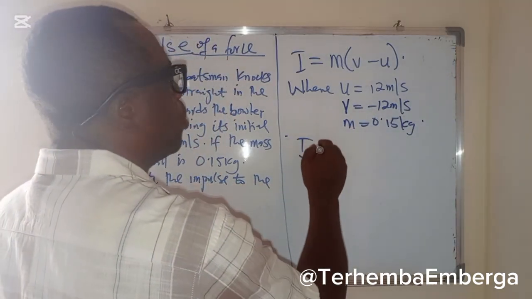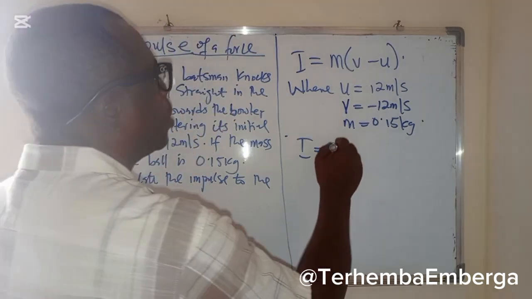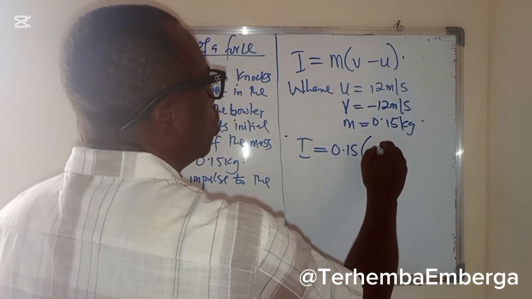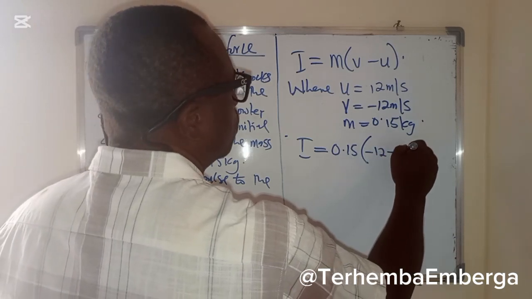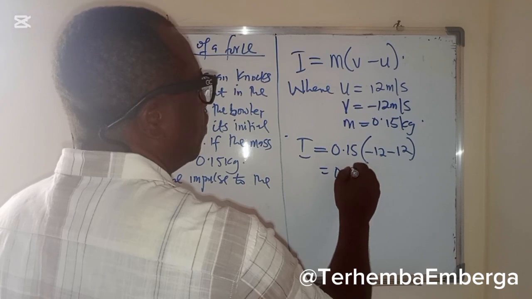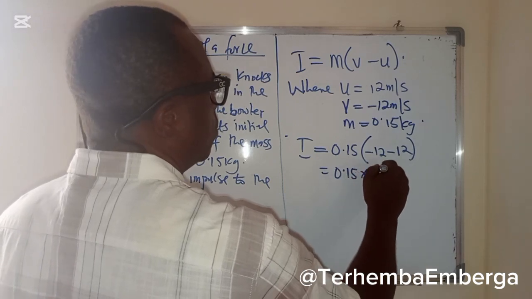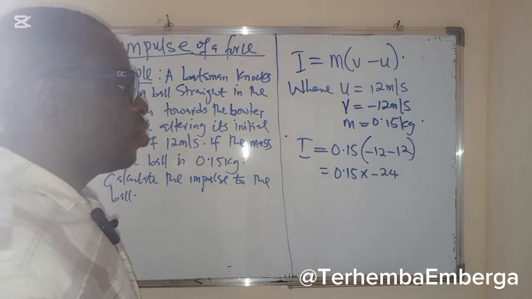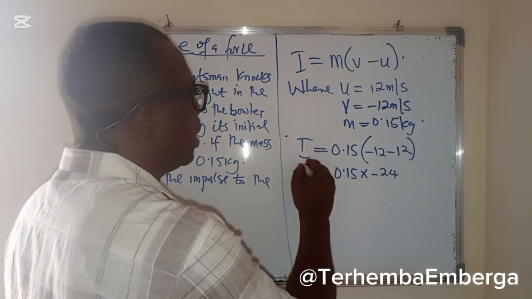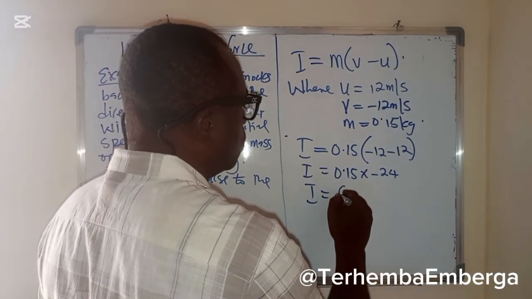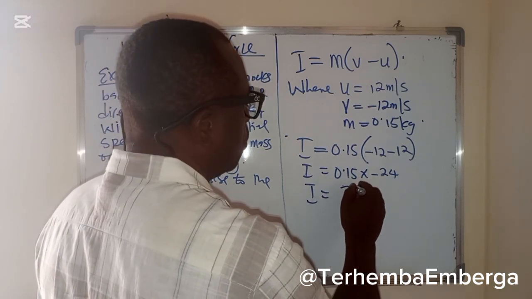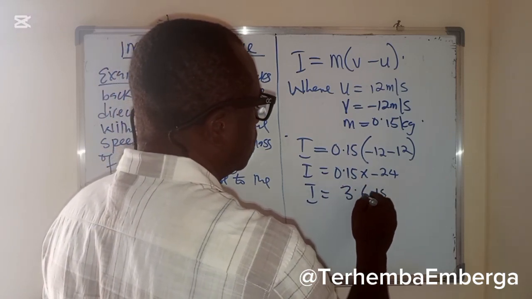So we can say that impulse is equal to 0.15 into minus 12, which you can say 0.15 times minus 24. Minus 12 minus 12 is minus 24. So impulse is equal to, if you multiply this, minus 3.6 newton second.